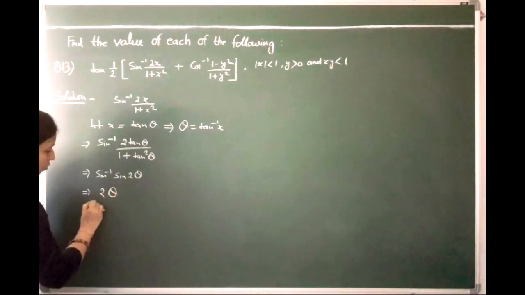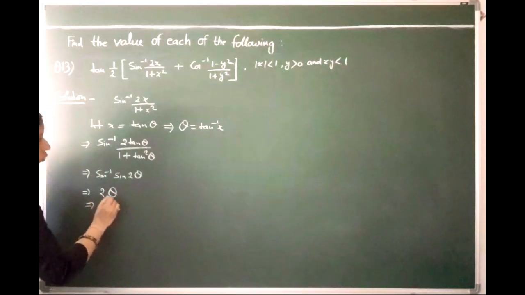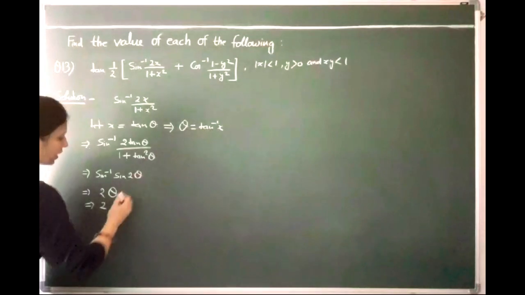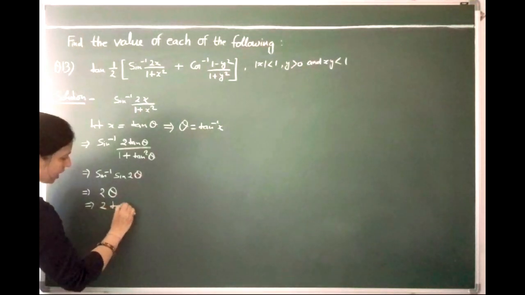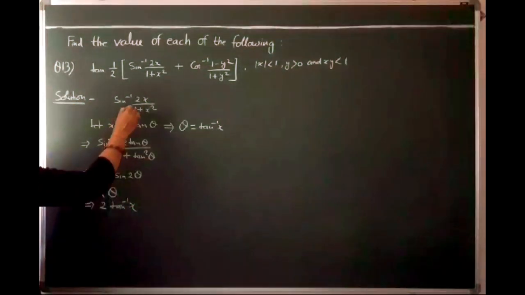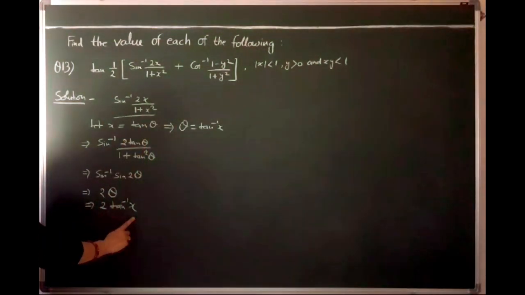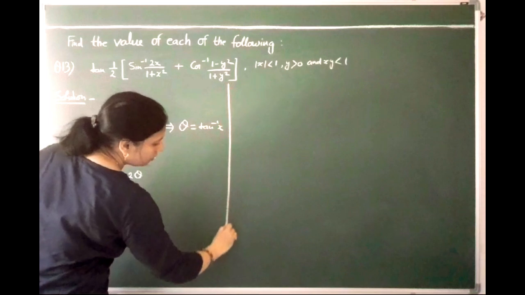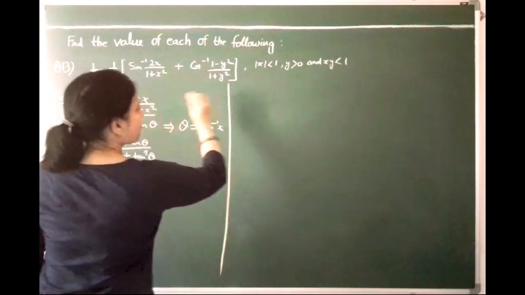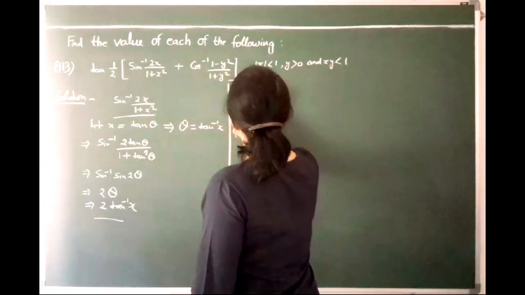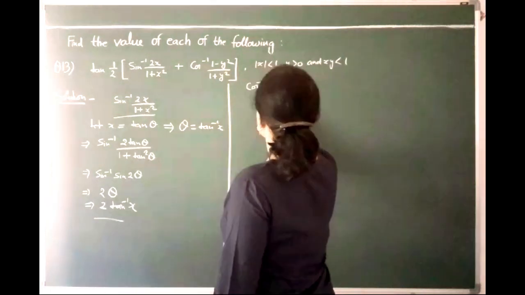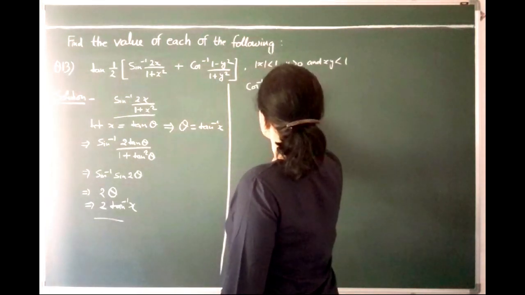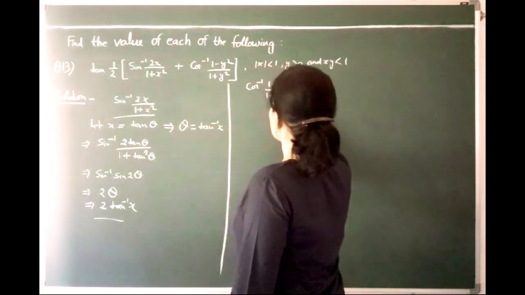Now put the value of theta. First write 2 and theta is equal to tan inverse x. So it is tan inverse x. So value of this one is equal to 2 tan inverse x. Now we have to find out value of this one. So first take this cos inverse 1 minus y square divided by 1 plus y square.